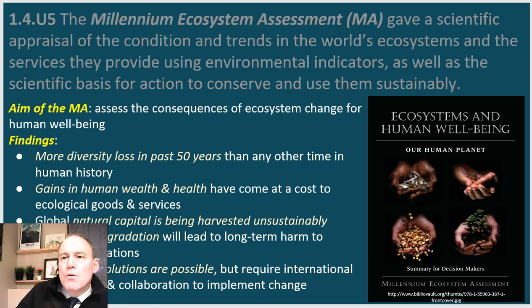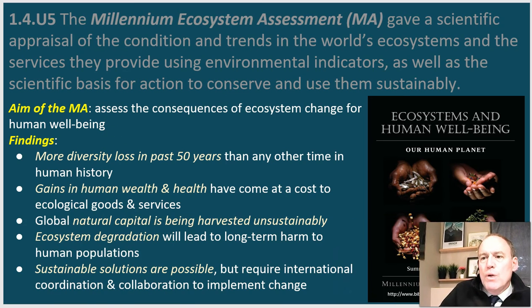Looking forward, we can see that the aim of the Millennium Ecosystem Assessment, or the MA, is to assess the consequences of ecosystem change for human well-being. So what are the overall findings? We can see more diversity loss in the past 50 years than at any other time in human history, and it's linked to human activity.